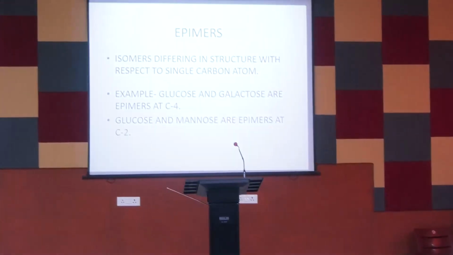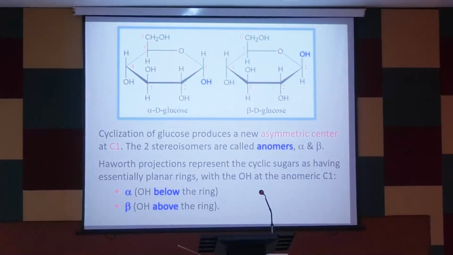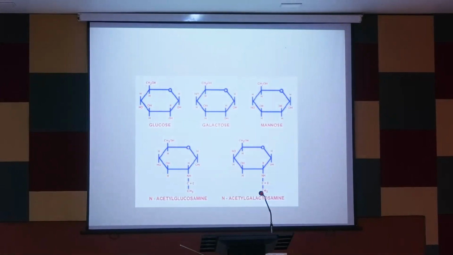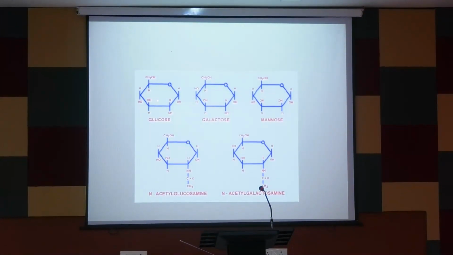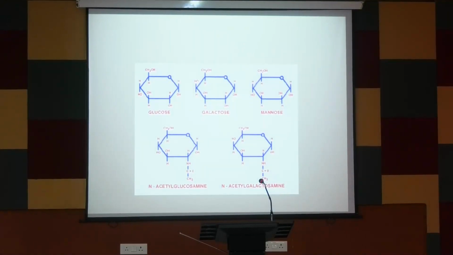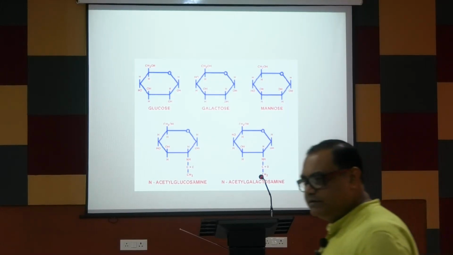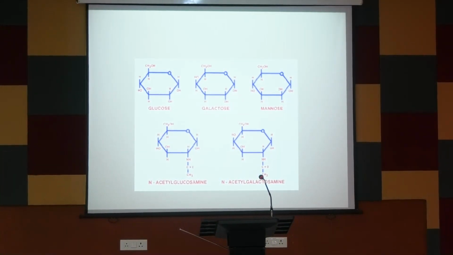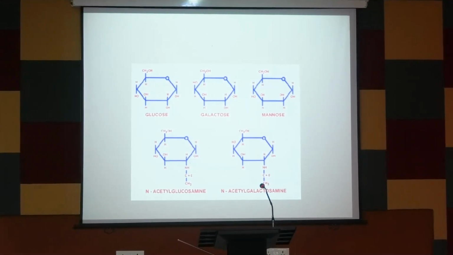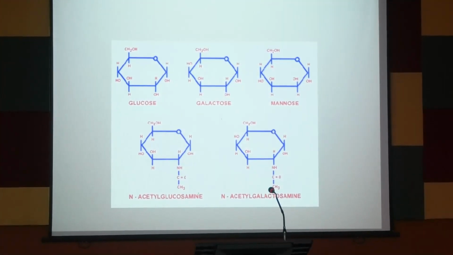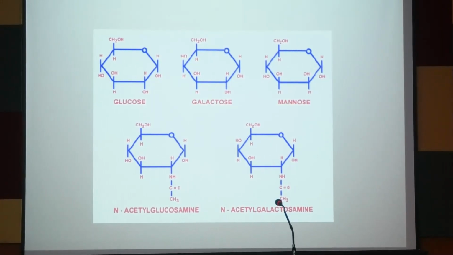Fine. So two beautiful examples of epimers are there. Glucose and galactose are epimers at C4, and glucose and mannose are epimers at C2. You want to see the structure? Glucose and galactose. Check out at C4. See, all the structures are the same configuration except C4. Check out glucose and mannose at C2. See, try to remember, see and remember. Right? Good.